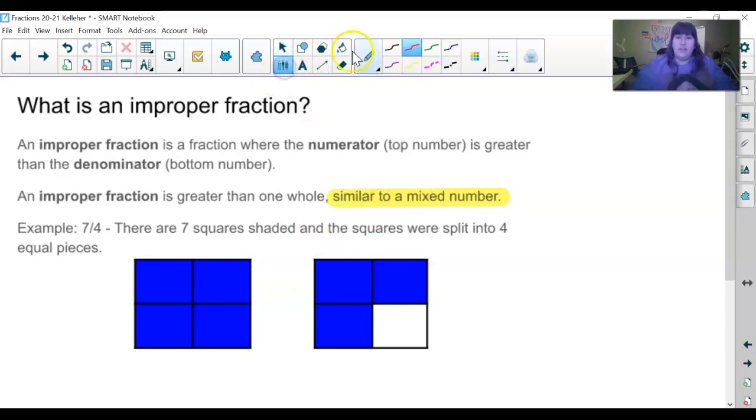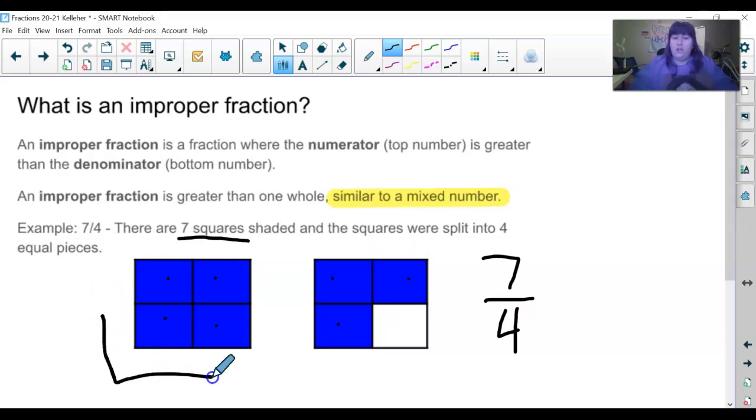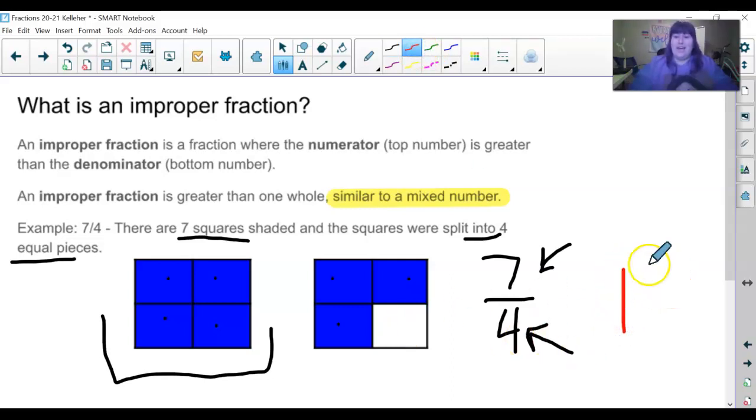For example, in this image down below, this represents 7/4. And we know that because there are 7 squares shaded, 1, 2, 3, 4, 5, 6, 7, and each whole square is split into 4 equal pieces. So that's our denominator. 7, how many pieces we have. 4, how many parts are in one whole. If you're thinking back to mixed numbers from last week, you might also be saying we could write this as 1 and 3/4. And you'd be absolutely correct. These equal each other. 7/4 is the same as 1 and 3/4.